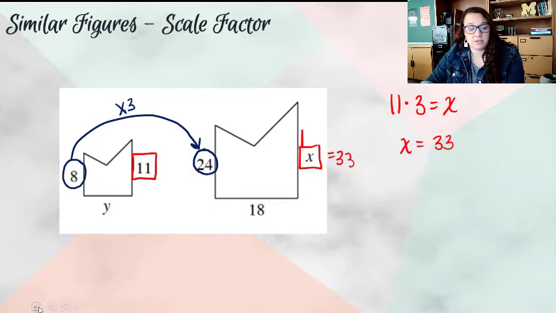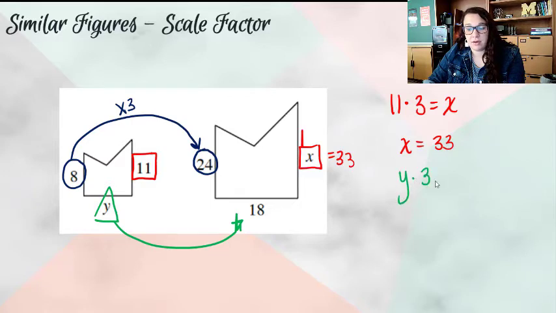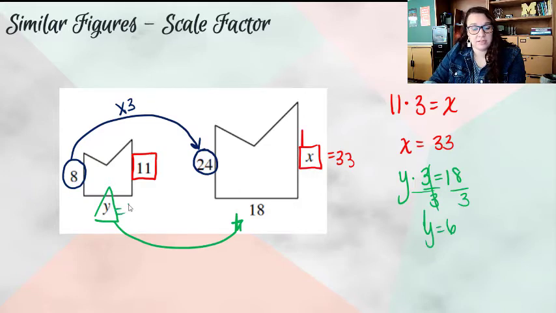And then lastly, let's do our Y. We went from Y to 18. So it'd be Y times 3 again equals 18. What would Y have had to be? It would have had to have been, if you divide both sides by 3, Y would have been 6. So in this case, Y is 6.